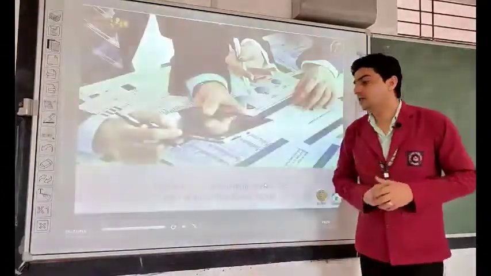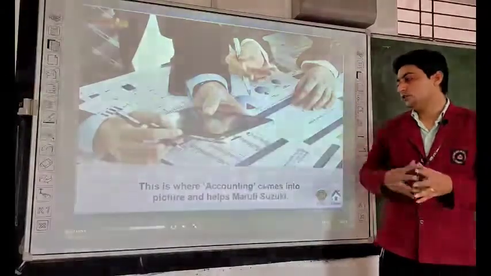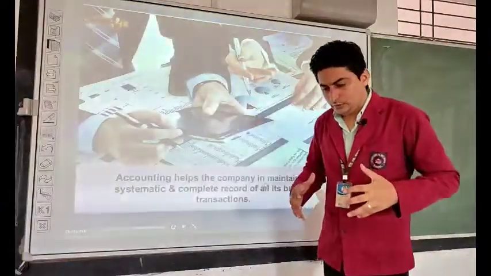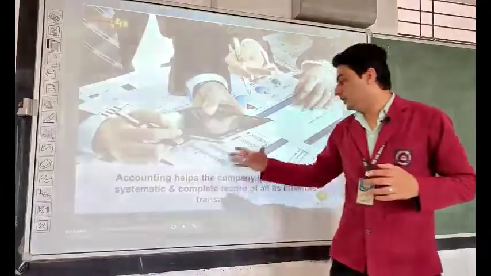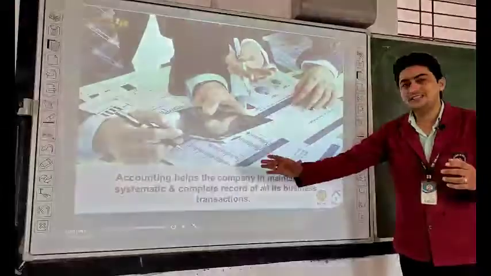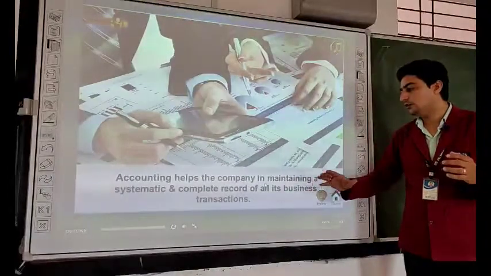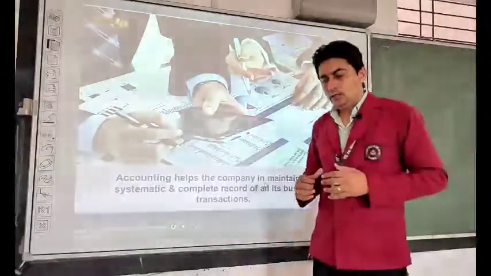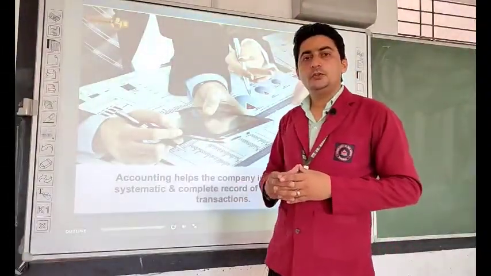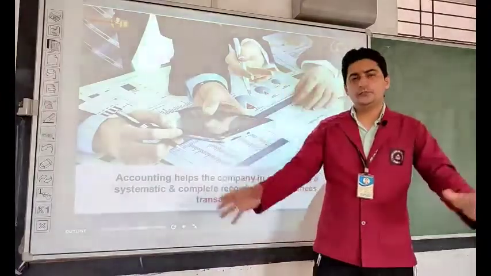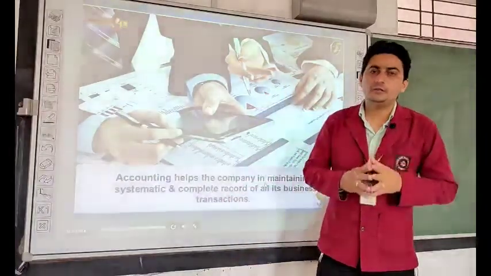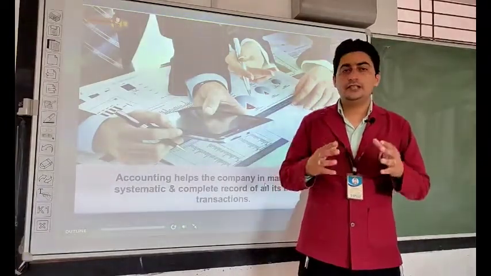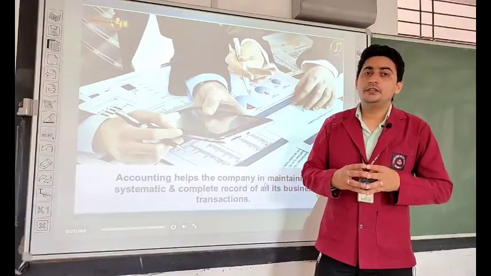Here, accounting comes into picture. This is where accounting comes into picture and helps Maruti Suzuki. Now, what will accounting actually do? Accounting helps the company in maintaining a systematic and complete record of all its business transactions. So, accounting will help the managers, the company, to record all its financial business transactions in a systematic way and maintain it so that the company can get its profit and loss. See how accounting is reducing the burden of management.